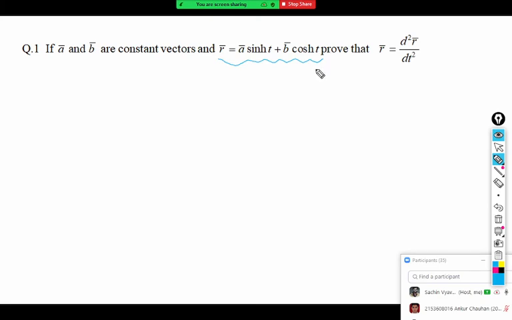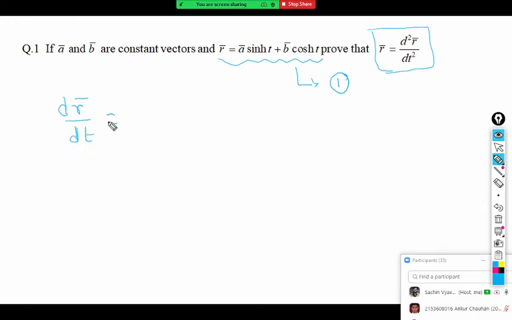We can call this equation 1, and our aim is to prove that R bar is equal to d2 R bar by dt square. It is a very simple proof. We just have to differentiate twice. So let me call the given equation 1. Differentiating with respect to t, the derivative of a vector is nothing but the derivative of its components.